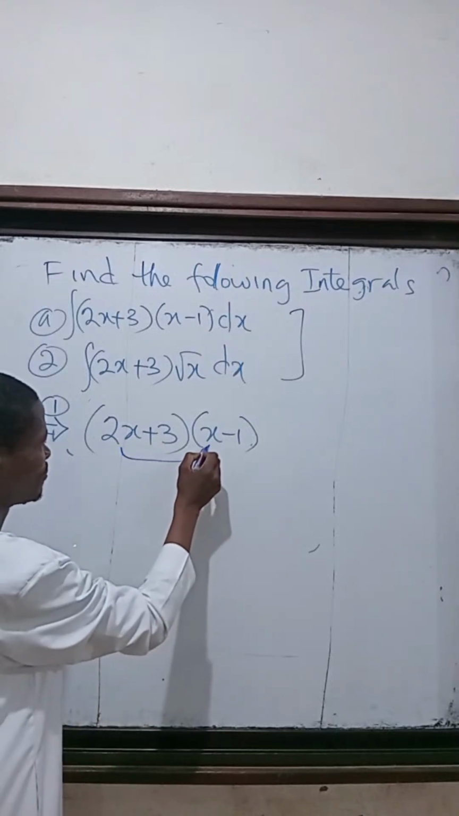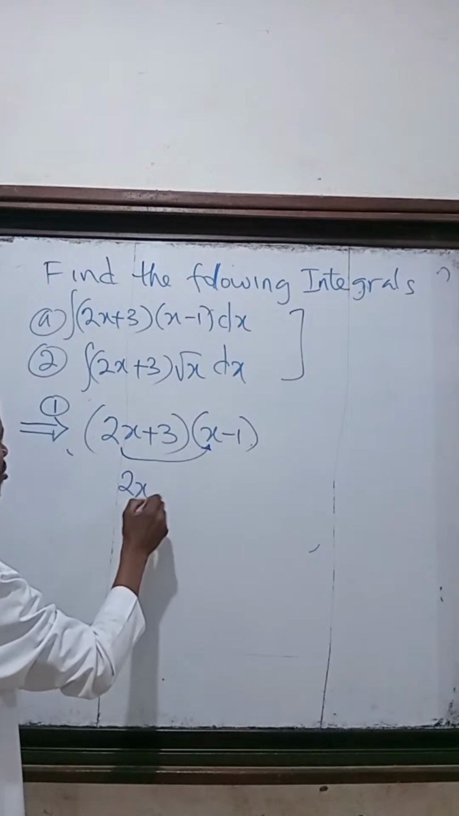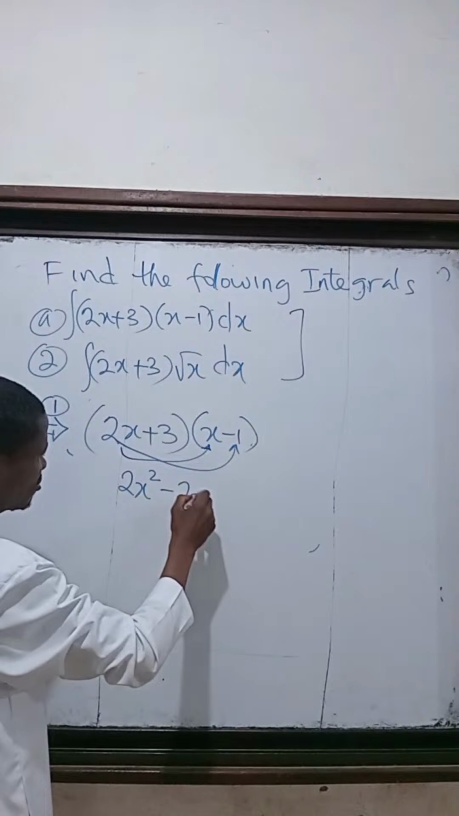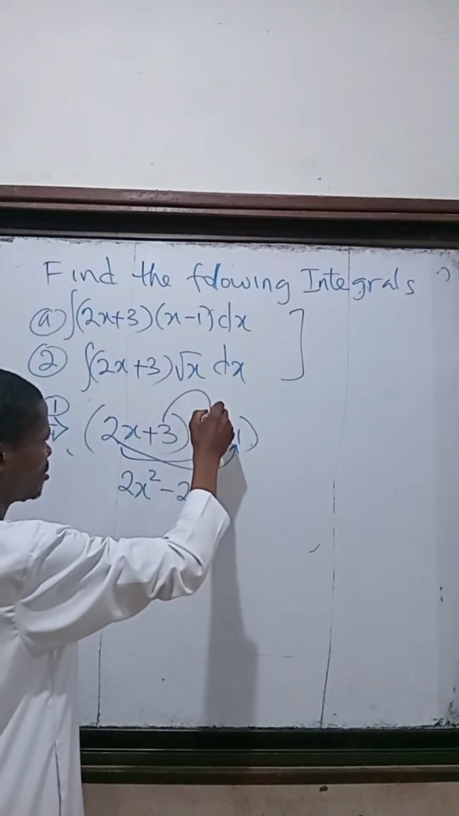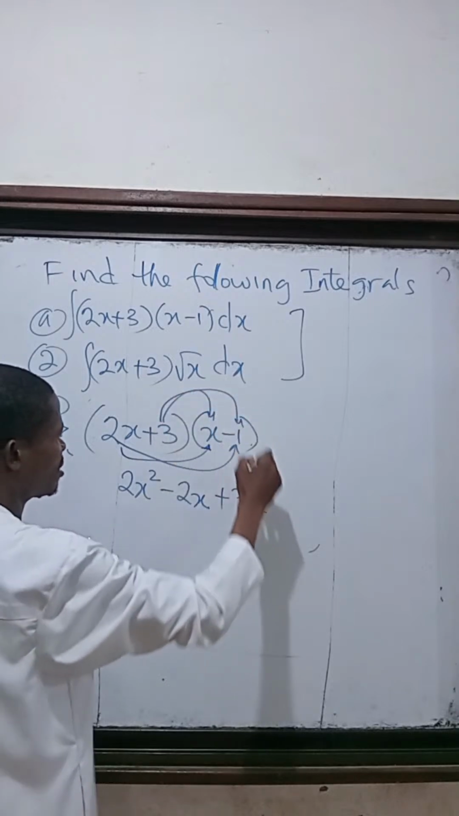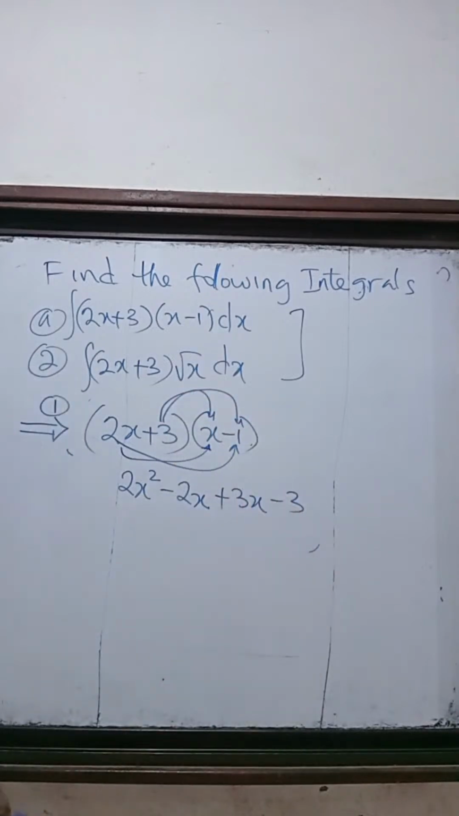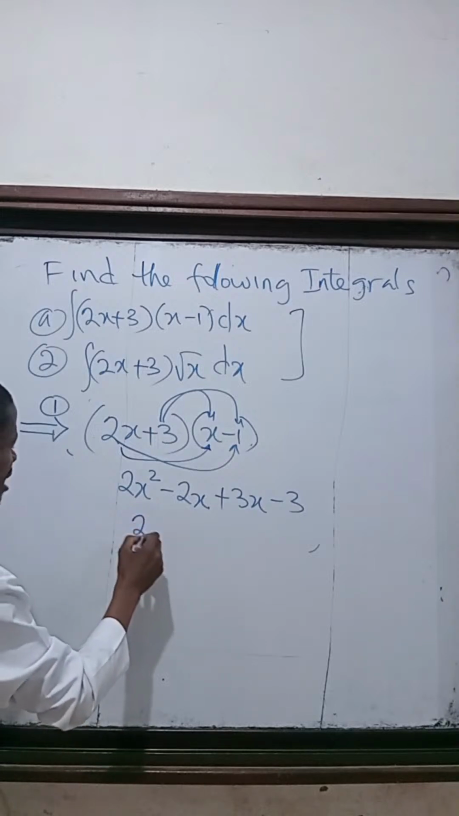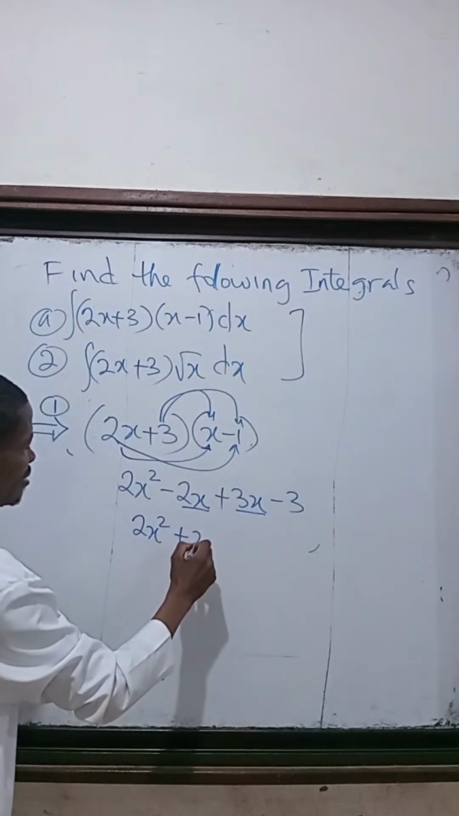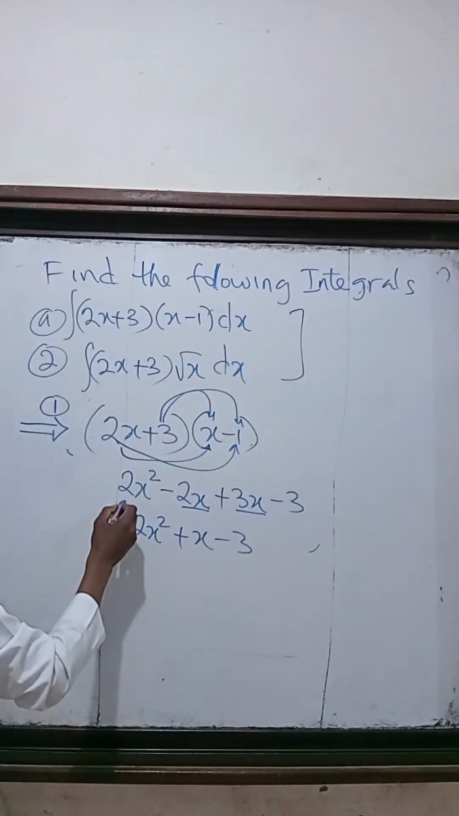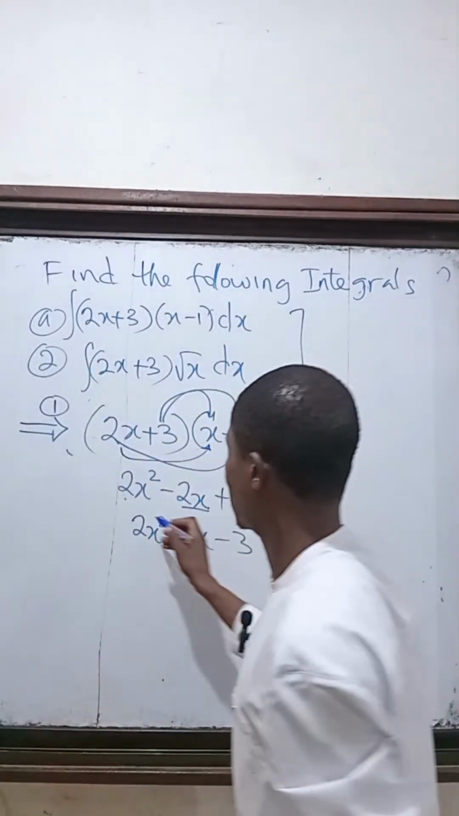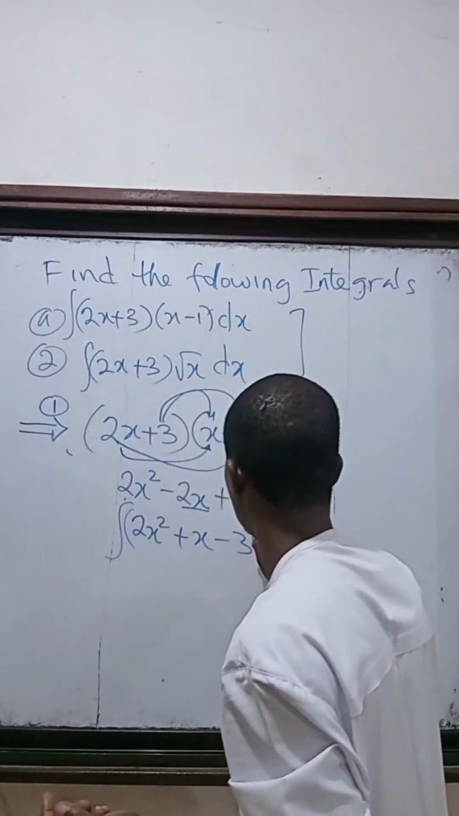So this one times this one, that's a 2x squared. This one again times this one, that's a minus 2x. This one times this one, that's a plus 3x. And this one again times this one, that's a minus 3. Do the addition. This will be 2x squared minus 2x plus 3x, that's plus x, minus 3. After you've done the expansion, you can now introduce your integral sign.